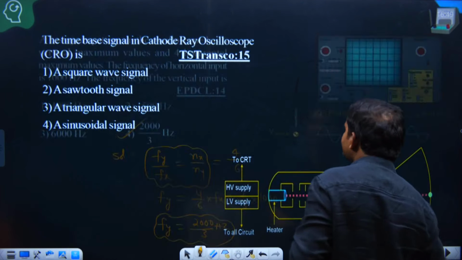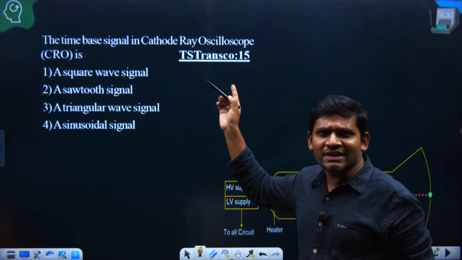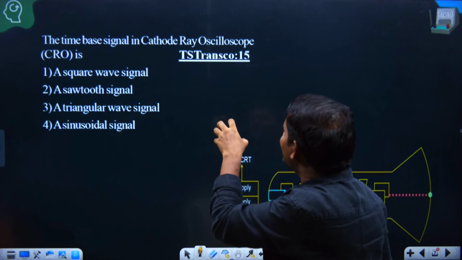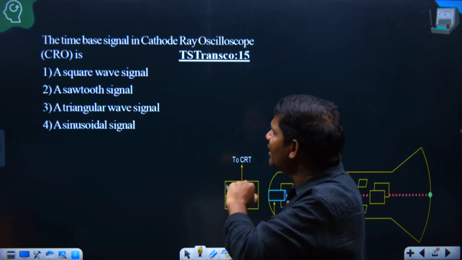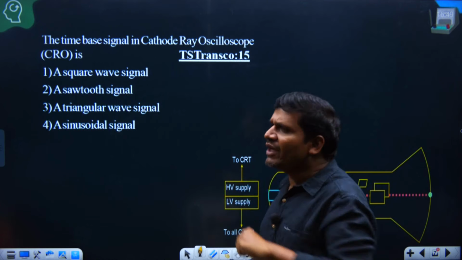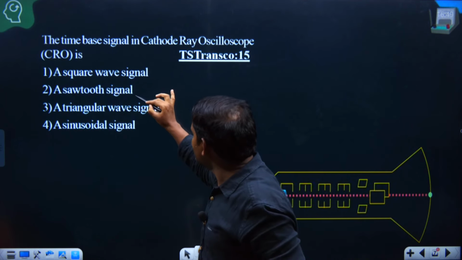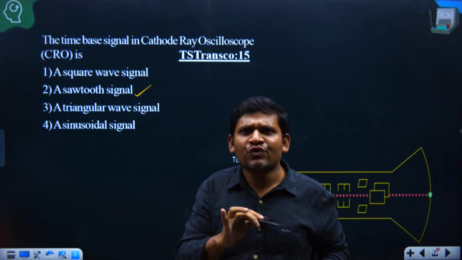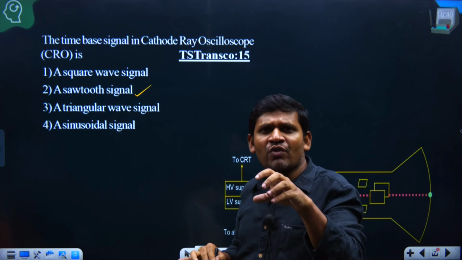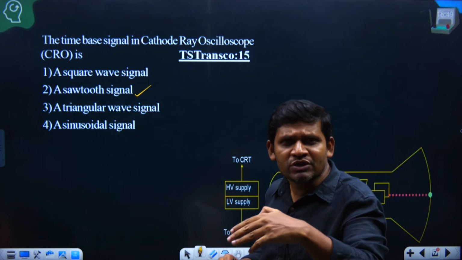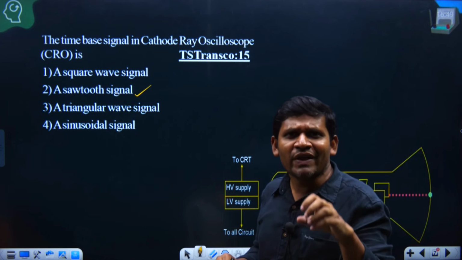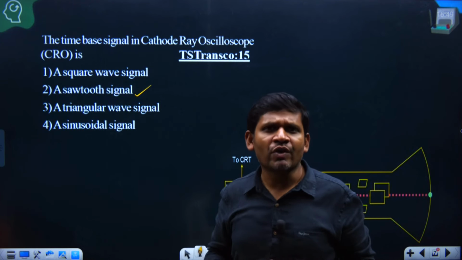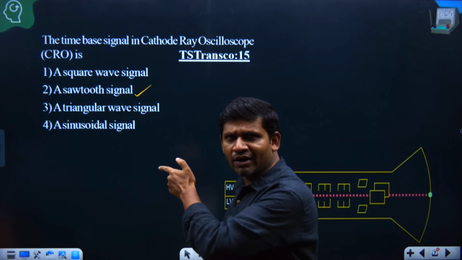Let us see the next question. This question is asked in TS Transco 2015, subject measurement, topic CRO. The time base signal in a cathode ray oscilloscope: square wave signal, sawtooth signal, triangular wave signal, sinusoidal signal. Yes, it is a sawtooth signal. Sawtooth signal or sweep signal is generated by the sweep generator. The sweep signal or sawtooth waveform is the base signal for all input signals. To display any input signal on the CRO screen, a sweep signal, that is the sawtooth waveform, is required. For this question option 2 is the right answer.